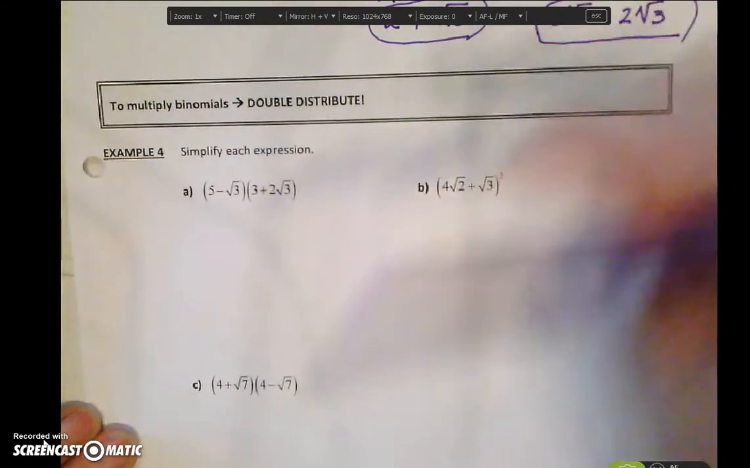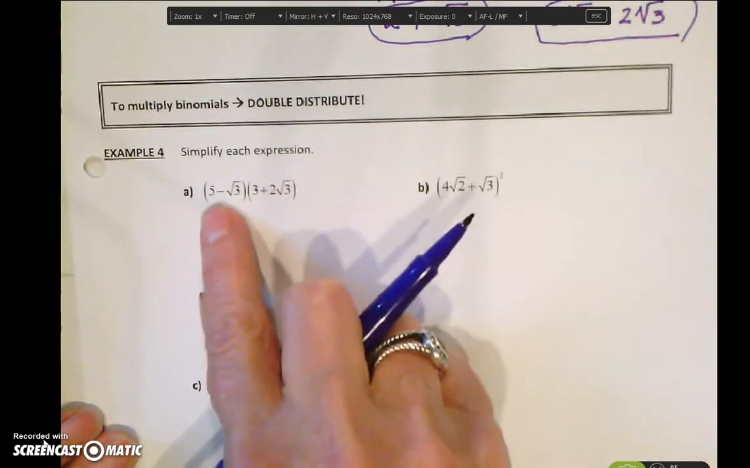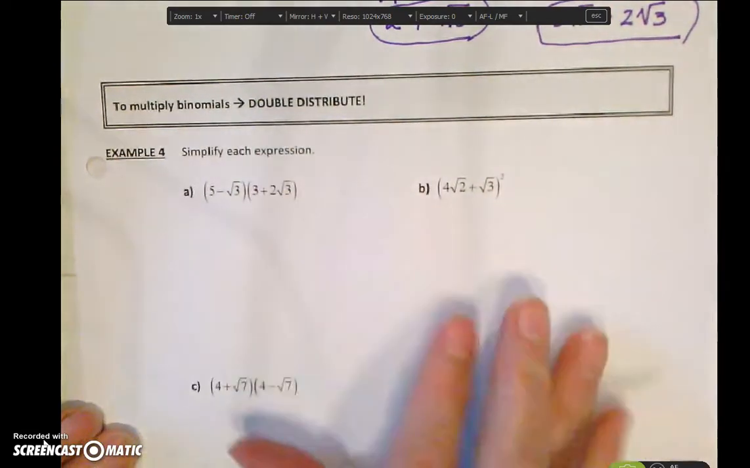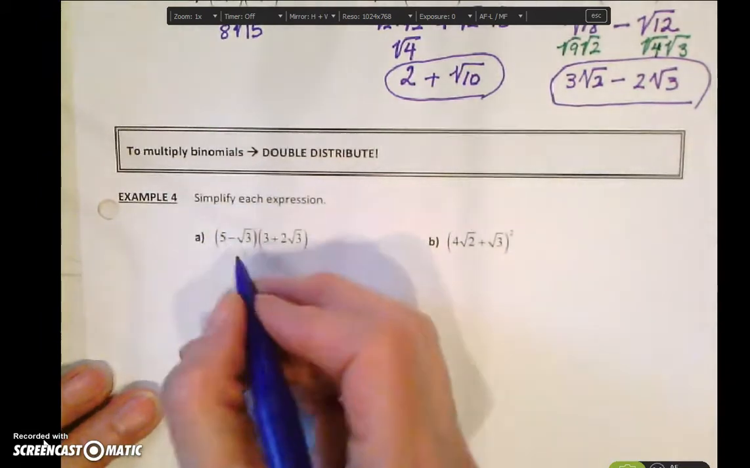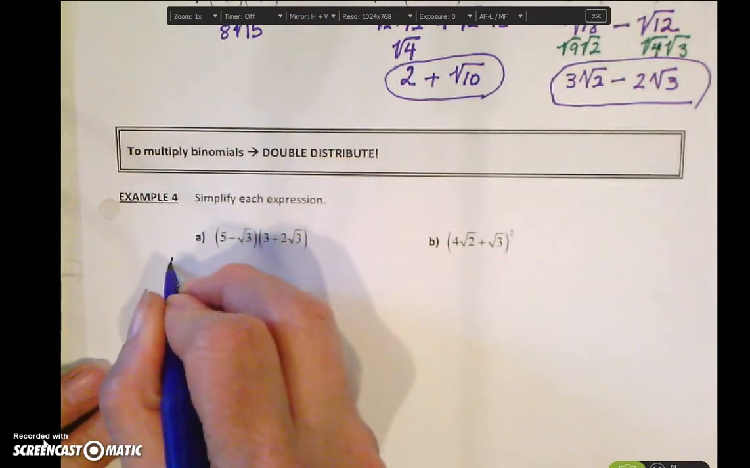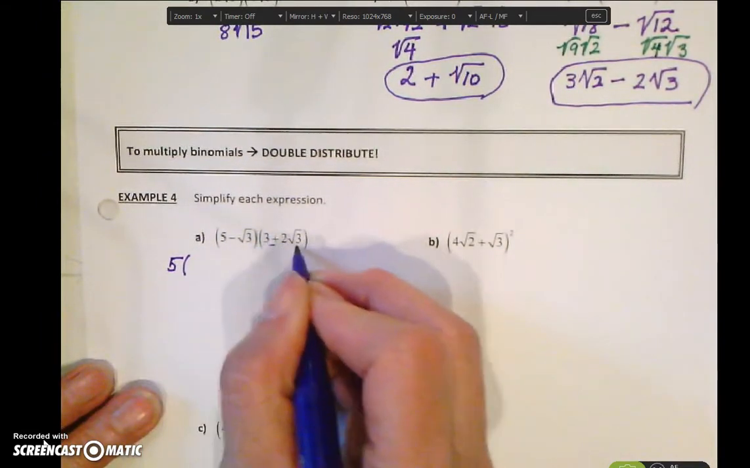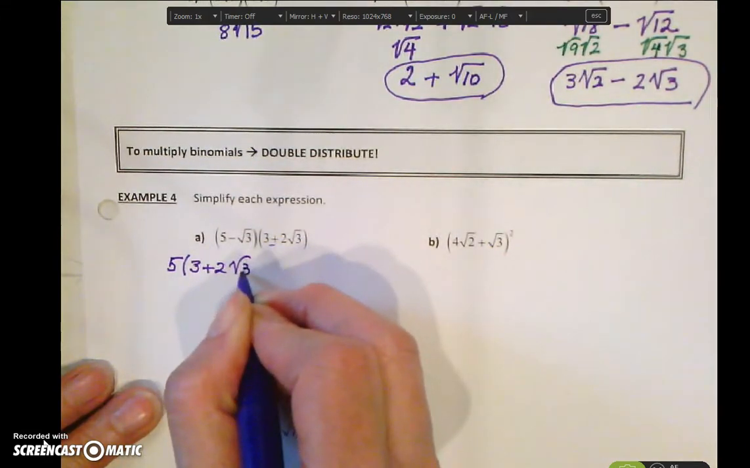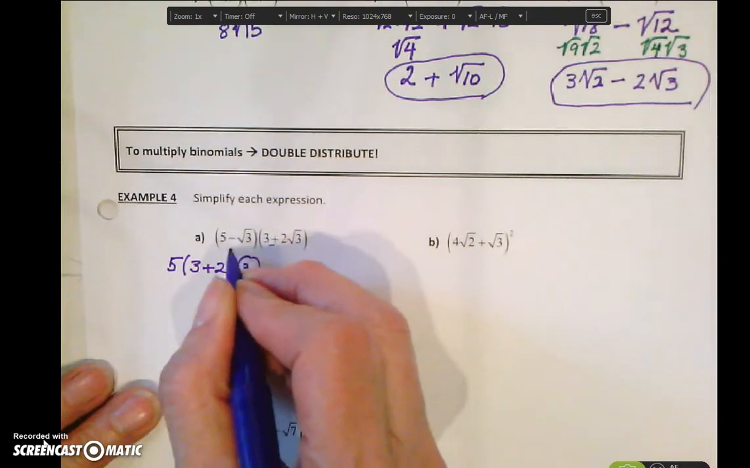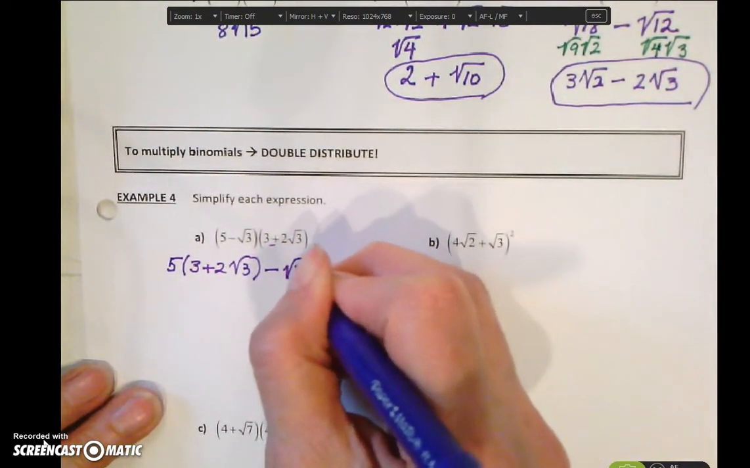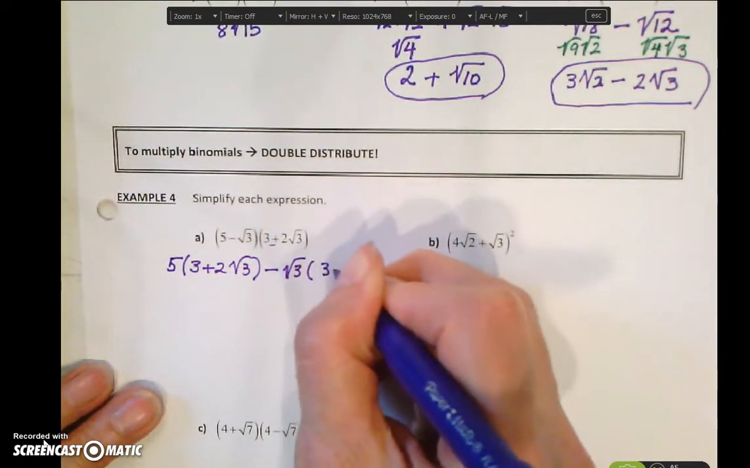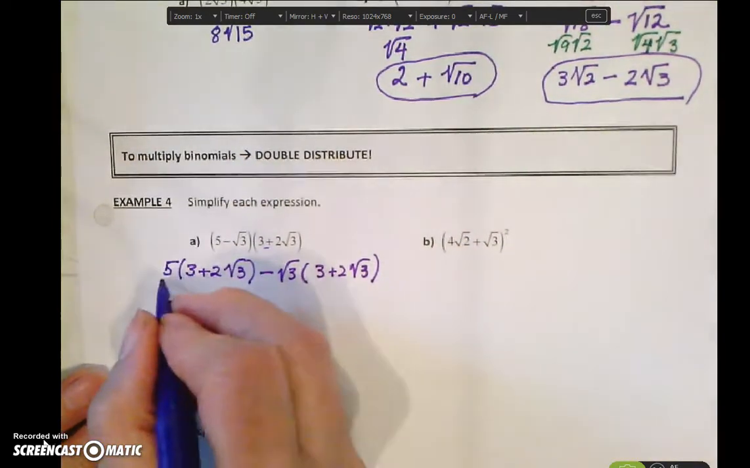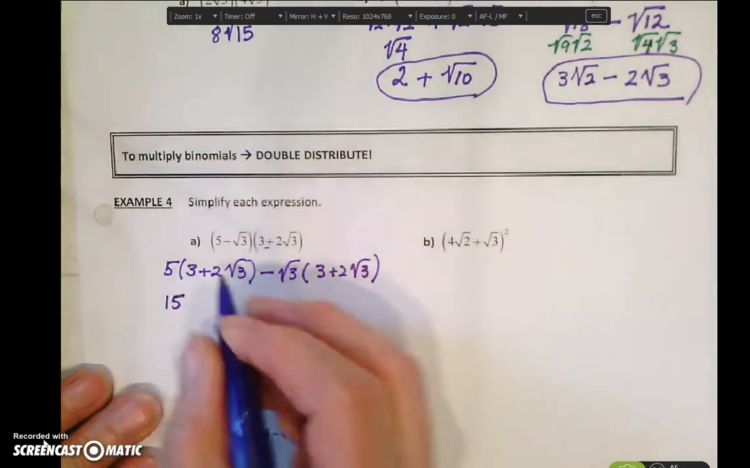So to multiply binomials, here we have a binomial times a binomial. We're going to double distribute. So to simplify A, I'm going to take 5, and I'm going to multiply it times the second parentheses, 3 plus 2 radical 3. Then minus the radical 3, and again multiply it by 3 plus 2 radical 3. So I get 5 times 3 is 15.